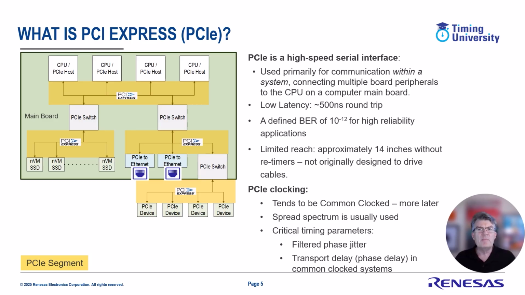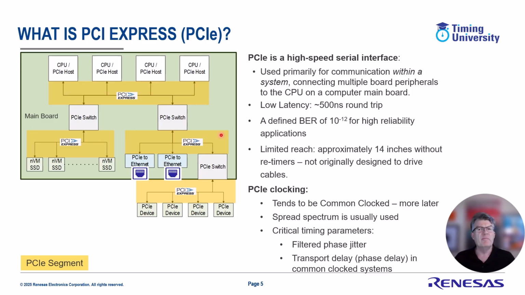Okay, well, PCIe is a SERDES interface. It's a high-speed serial interface. It's used primarily for communication within a motherboard or within a system board, and it connects multiple peripherals to the CPU on the main board. It is low latency, about 500 nanoseconds round trip. All PCIe from Gen 1 through Gen 7 has a defined bit error rate of 10 to the minus 12 for high reliability applications. This bit error rate is baked into the specification.